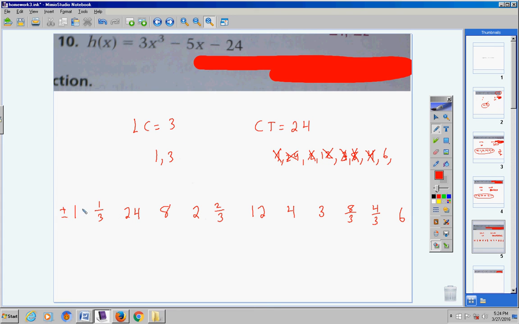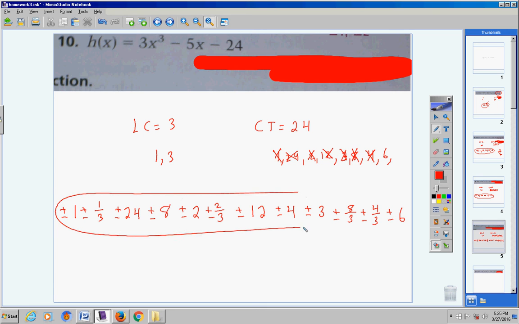Now guys, if I've made a mistake and there are any doubles in here, I would not take off on a test or a quiz. If you accidentally had a double, what I would take off is if you had some numbers missing that should have been in this list. Okay, so there we go. There are your possible rational zeros. Any rational zeros that exist in this function will be in this list somewhere.